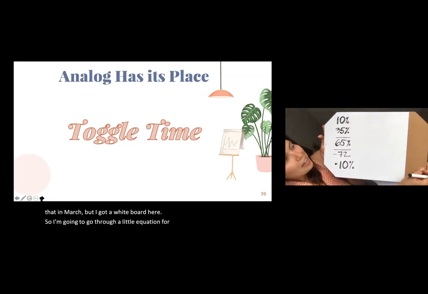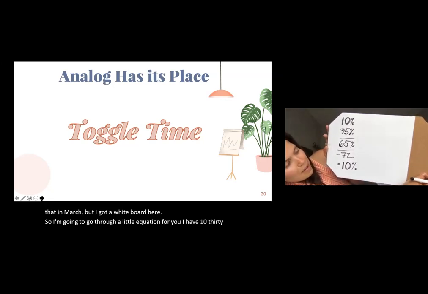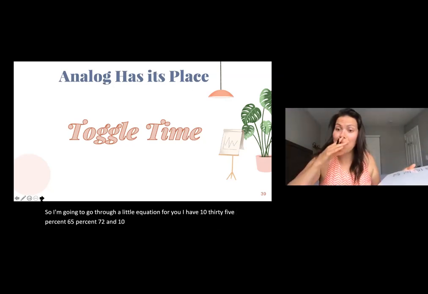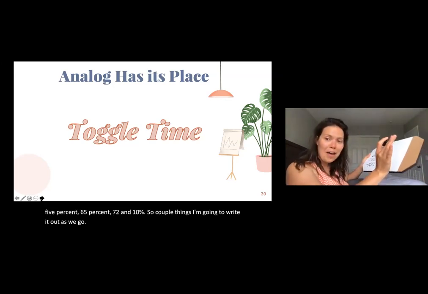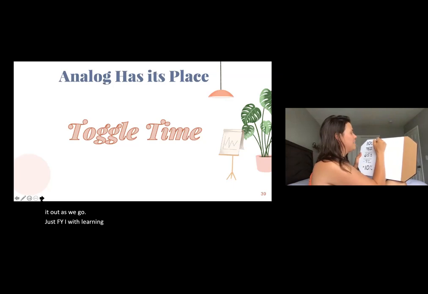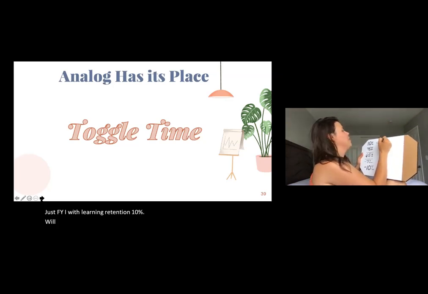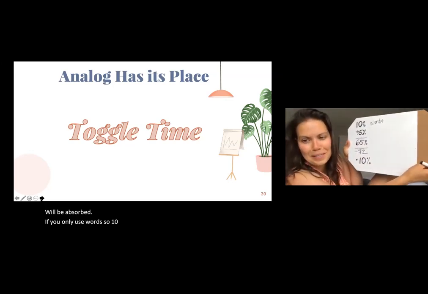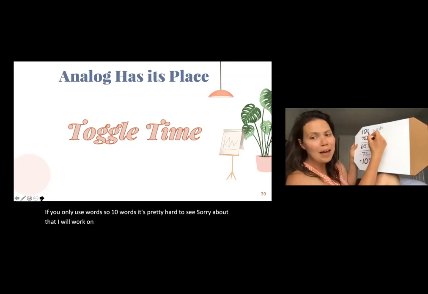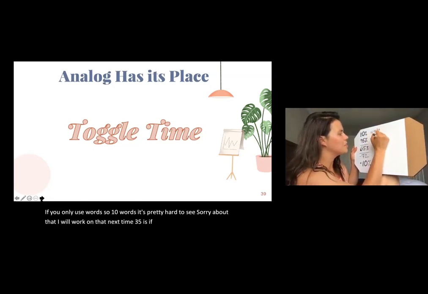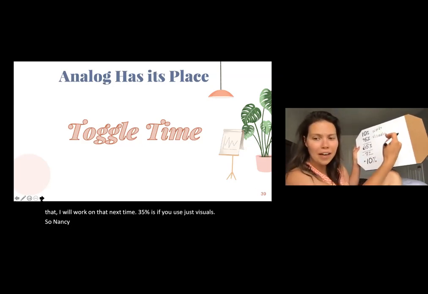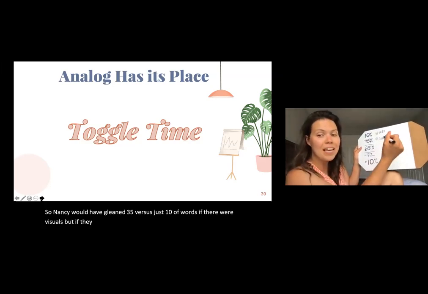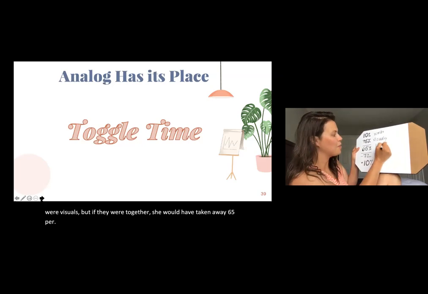I have 10%, 35%, 65%, 72, and 10%. I'm going to write it out as we go. Just FYI, with learning retention, 10% will be absorbed if you only use words. So 10% words. It's pretty hard to see, sorry about that, I will work on that next time. 35% is if you use just visuals. So Nancy would have gleaned 35% versus just 10% of words if there were visuals, but if they were together, she would have taken away 65% of information.